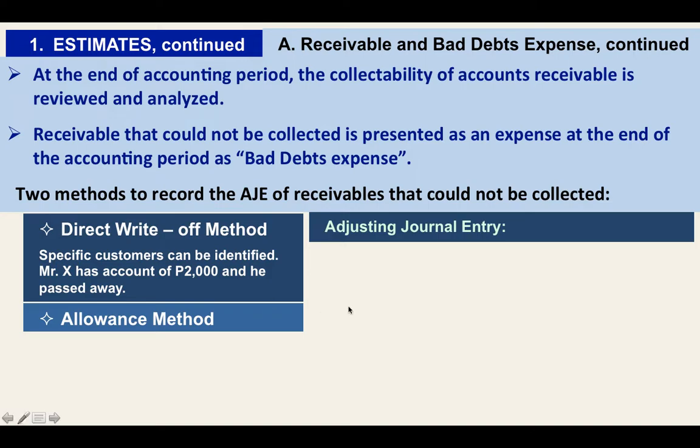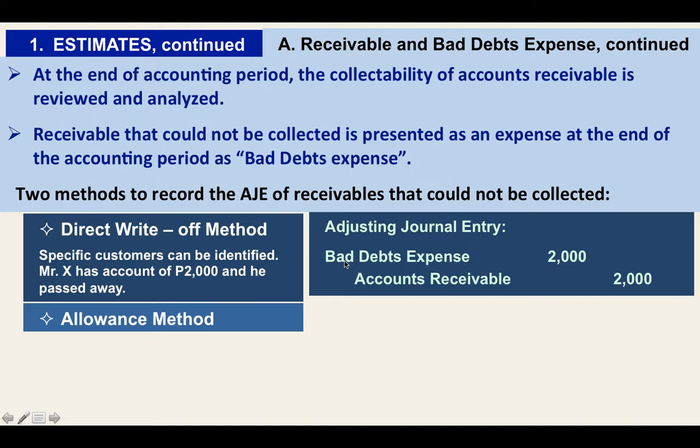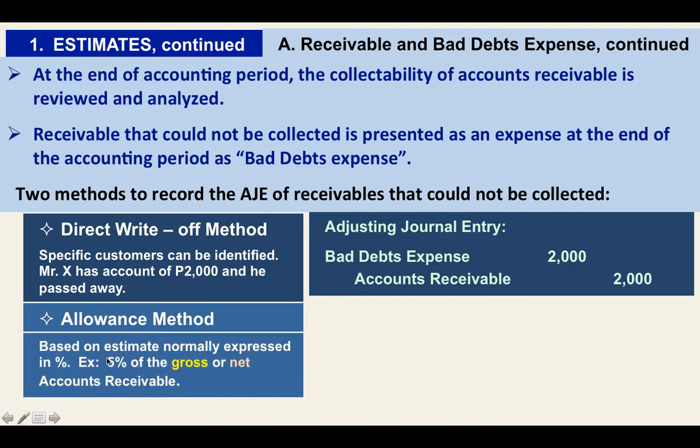So adjusting journal entry for direct write-off is that you debit the bad debts expense of 2,000, yung amount na feeling mo hindi makukolekta, and you can directly remove that from your accounts receivable by crediting it 2,000. Okay, so for direct write-off, you used the accounts receivable as credit directly, okay, to remove it. Okay, class? For allowance method, it is based on estimate, normally expressed in percentage.